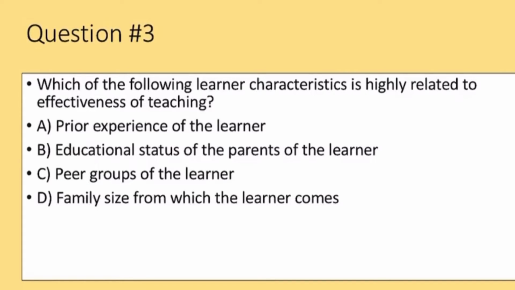Okay, so here in the question they have blended two topics. One is learner characteristic and the other one is effectiveness of teaching. So teaching effectiveness is measured on the basis of how far the learning outcomes are achieved. So effectiveness of learning is directly proportional to effectiveness of teaching. So for a learner to effectively learn, the educational status of parents or peer groups or family size do not contribute as much as the learner's prior experience does. So option A is the right answer for this question.